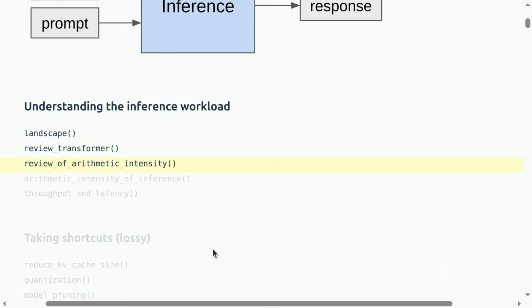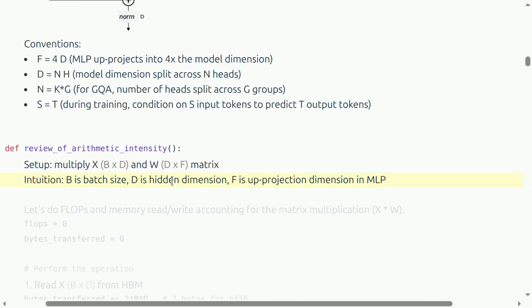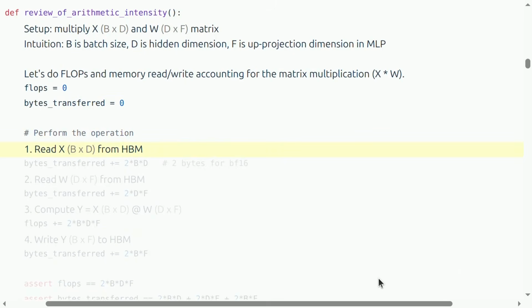Okay, so another review for arithmetic intensity. I talked about this in the second lecture. Just as a warm-up, suppose I'm multiplying 2 matrices, a b by d matrix and a d by f matrix. So b is the batch dimension, d is the hidden dimension or the model dimension, and f is the up projection dimension in the MLP. So remember, what is arithmetic intensity? I have to count flops, and I have to count the amount of memory moved. Okay, so we can do this as follows.